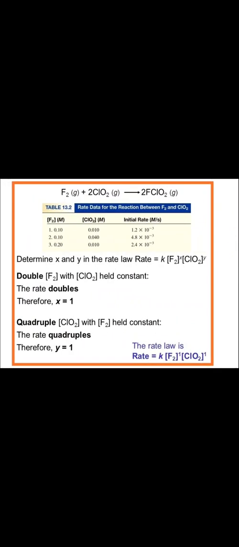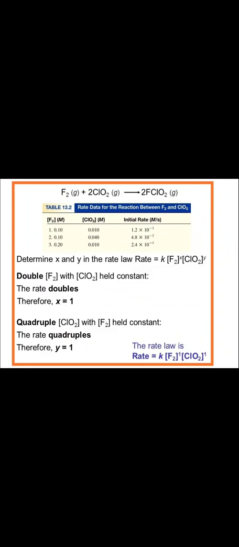Let us see an example through which you can easily understand how to calculate the rate law of a reaction using experimental data. See the reaction: F2 gas reacts with ClO2 gas forming 2FClO2 gas. In this data, the fluorine concentration and ClO2 concentration are given. Compare this data where one of the concentrations remains constant and the other changes.